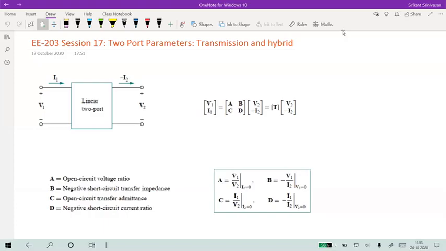For the two-port networks, we will now discuss two other sets of parameters called the transmission parameters and then the hybrid parameters. So far we discussed impedance and admittance. When we said that I have a voltage in terms of current, then I said that I needed an impedance matrix, which are called the Z parameters.